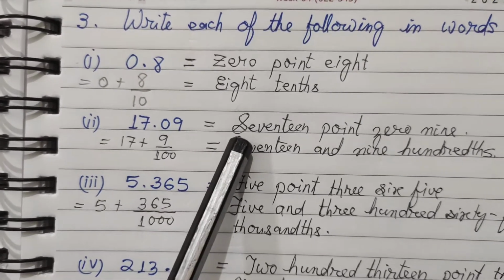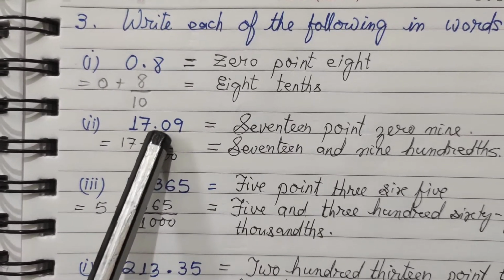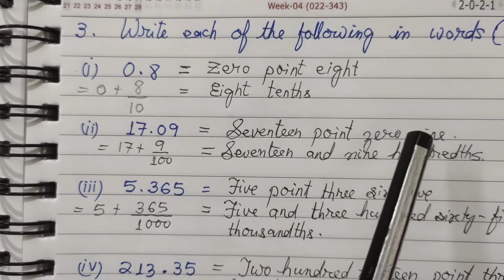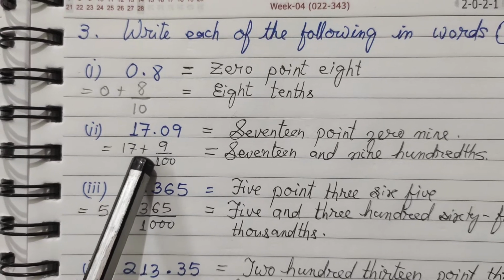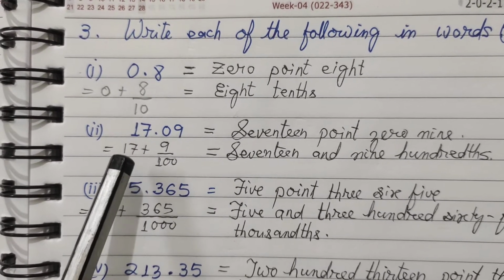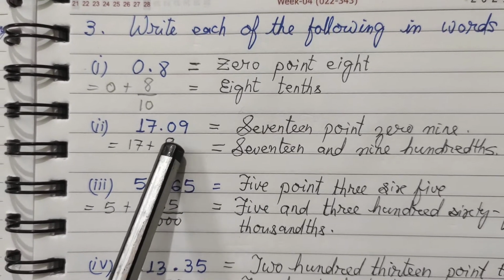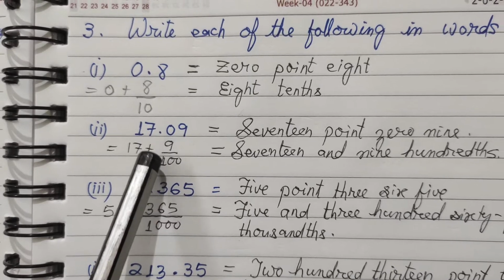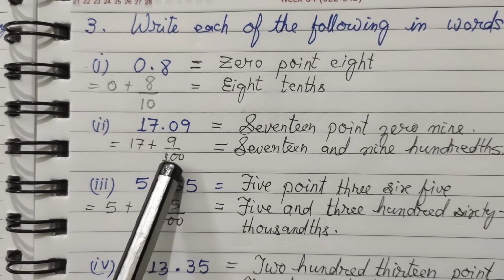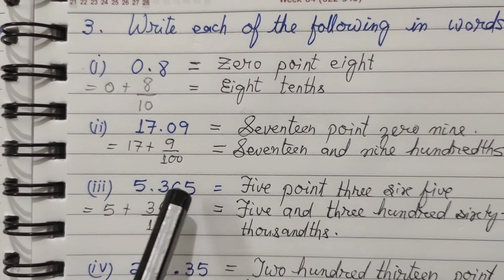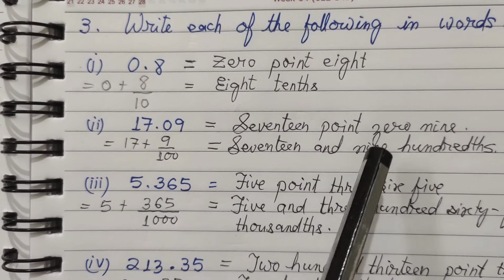17.09. The first way of writing is as it is in the decimal: 17, point, 0, 9. Now again we split 17.09. It can be written as 17 plus 09, and 09 means 9 only. So 9 will be in our numerator. The point is our 1. And after the point, how many digits? There are 2 digits, so 2 zeros. So 9 by 100 means what? 9 hundredths. Remember? 9 hundredths. So 17 and 9 hundredths.